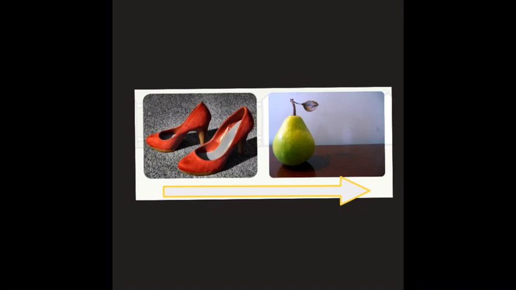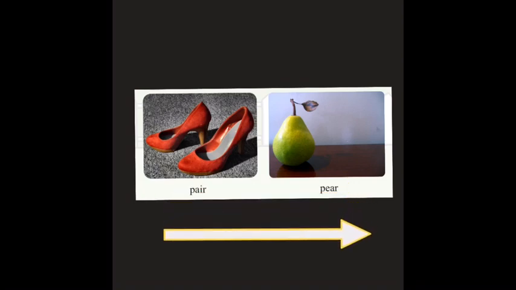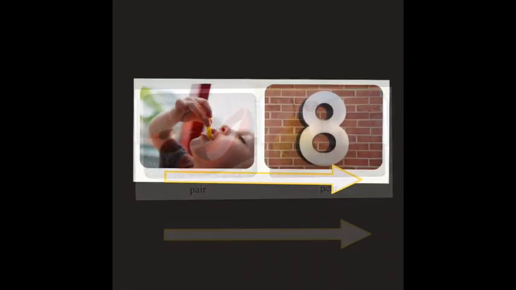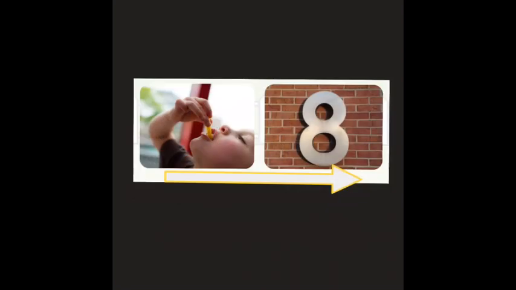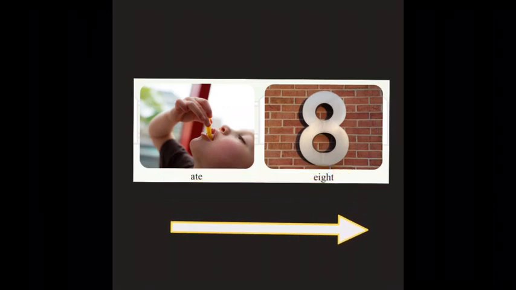Okay, let's have a look. It's pear, as in a pair of shoes, and pear, as in the fruit. Let's have a look at another one. Okay, what do you think about this one? Have a look closely. What could the homophones be? Let's have a look. It's ate, as in ate food, and eight, as in the number. Did you guess that one?